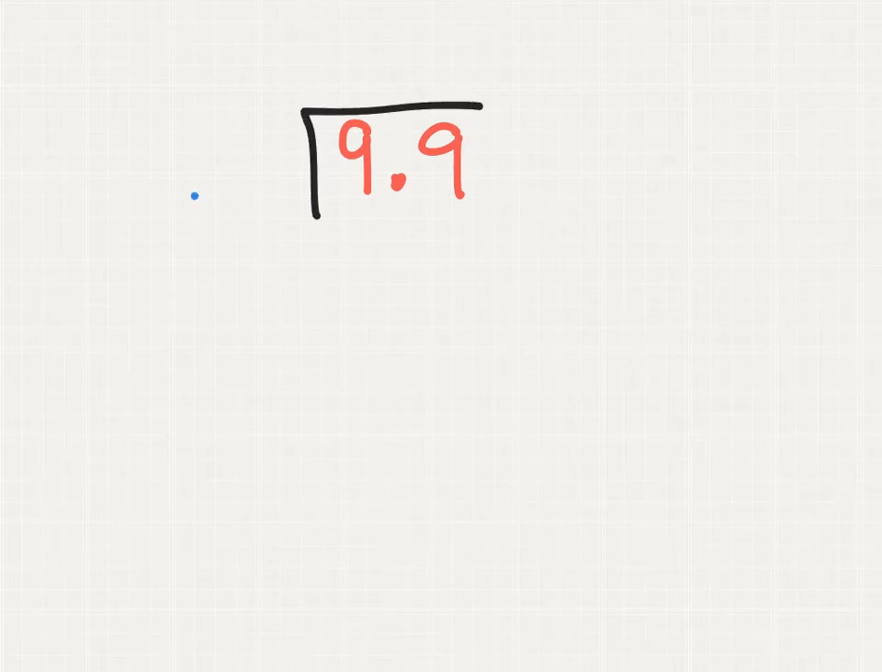Let's try another example and slow down just a little bit. So let's say I have 9.9 as my dividend and 0.45 as my divisor. Now again, I cannot have decimals in my divisor. So in this case, in order to get that decimal all the way to the end of my divisor to turn it into a whole number, I need to move that decimal 2 places to the right, which is the same thing as multiplying by 100.